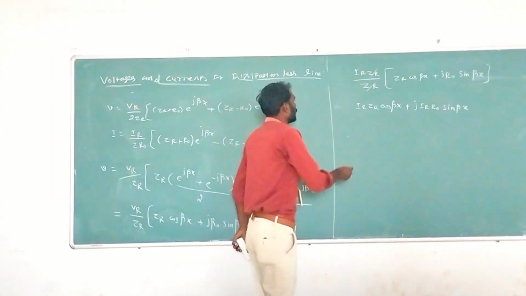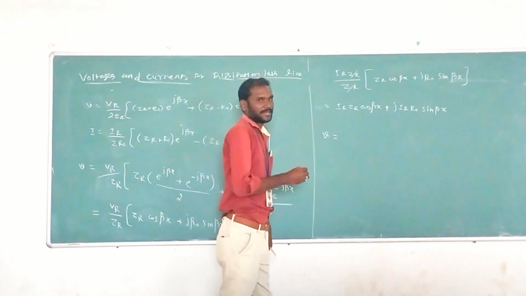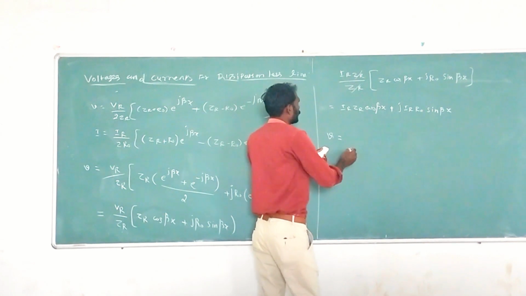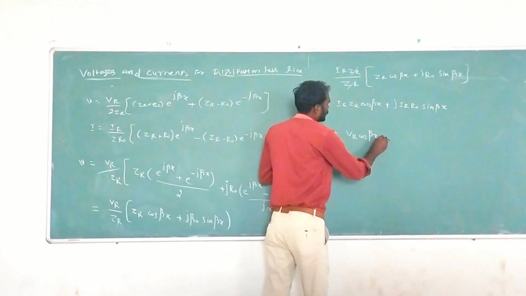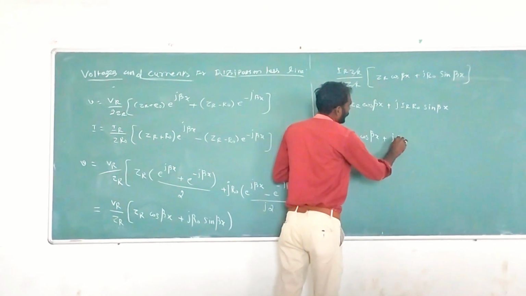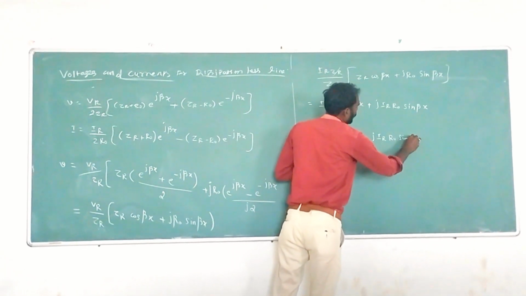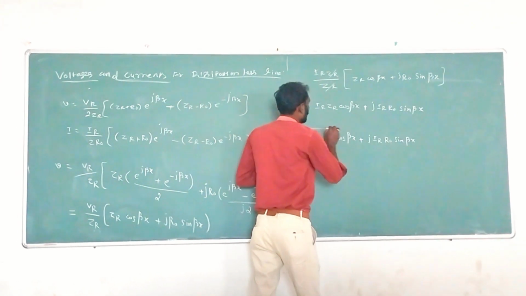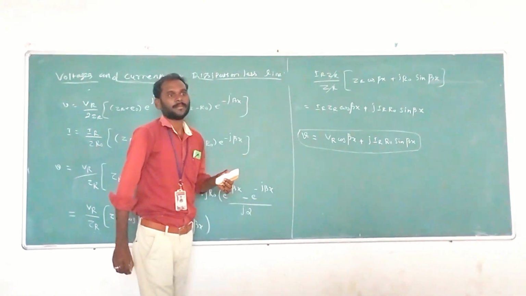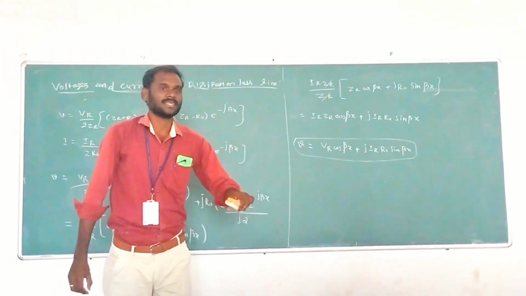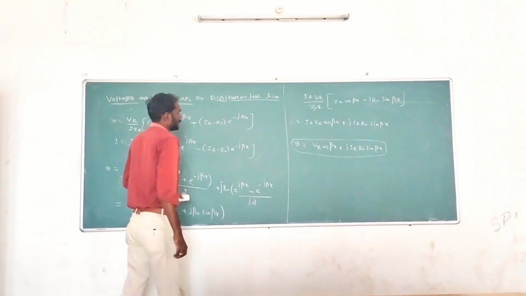So that is the voltage expression of the dissipationless line. V is equal to VR cos beta x plus j IR R naught sin beta x. This is the voltage expression of the dissipationless line. Similarly, the current equation.